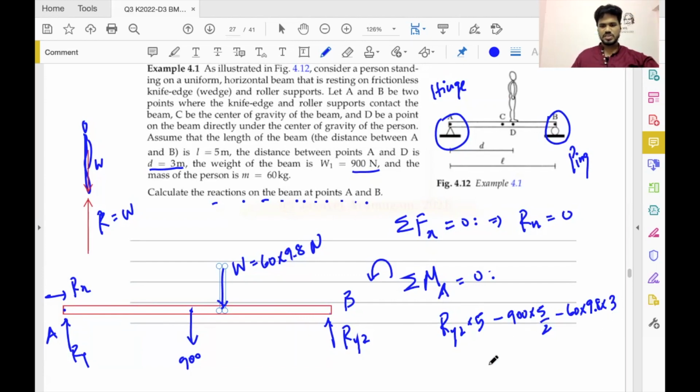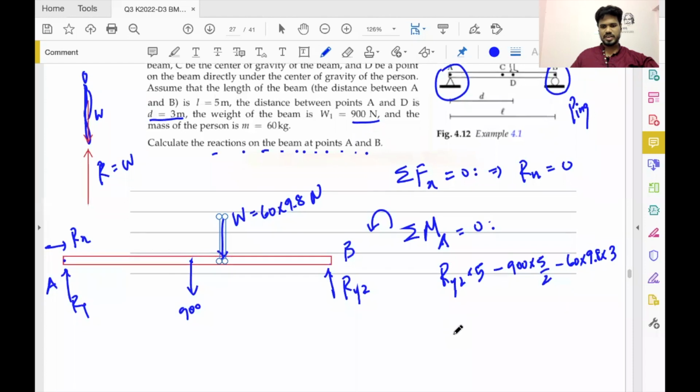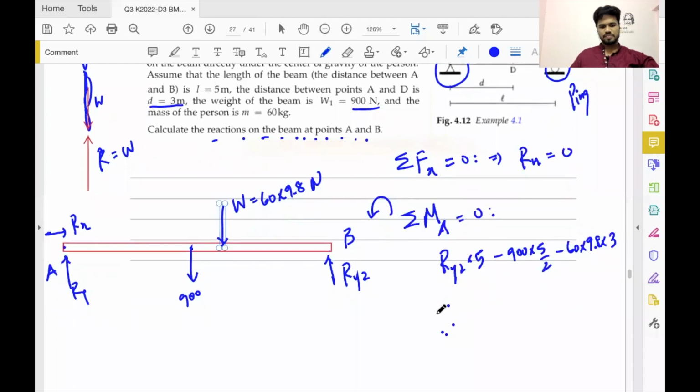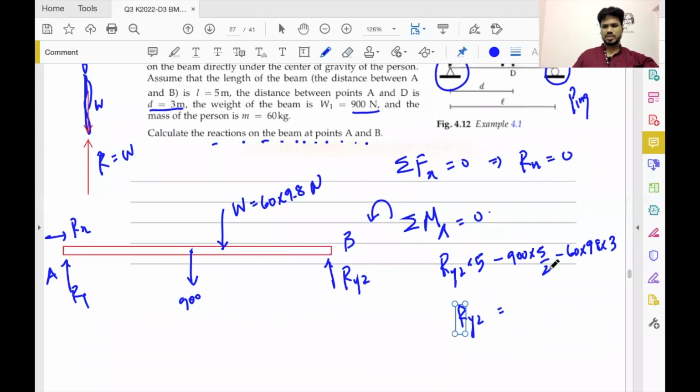This should be 0. From this, can we quickly calculate what is Ry3? So Ry3, that's the only unknown. It's equal to 0. Sometimes the dots keep disappearing in this file, so just be careful. 900 into 2.5.